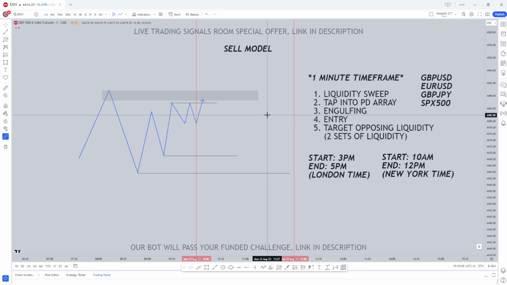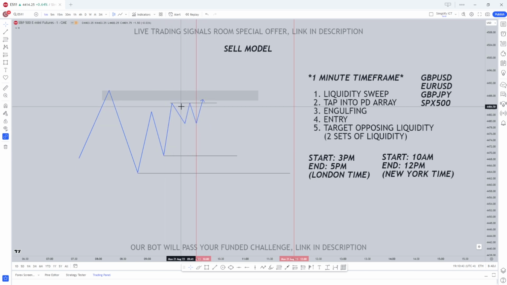Essentially, all we're looking for is a liquidity sweep engulfing, and then we're going to get our entry. Very simple, but very misunderstood. A lot of people are teaching it wrong on YouTube, but here at Simplified ICT, we're going to go through absolutely everything. So essentially, before our time window, price can do whatever it wants. We're not going to enter before our time window for this strategy.